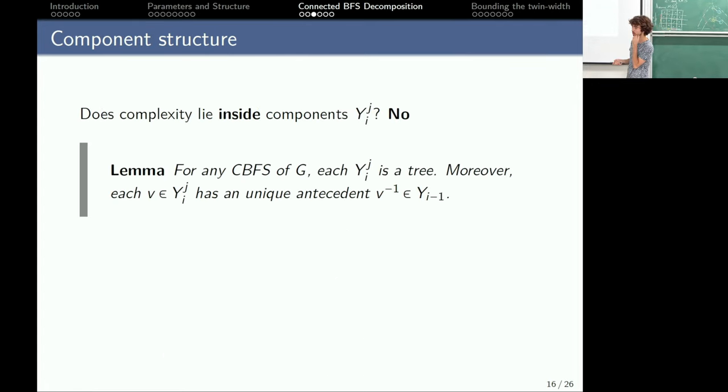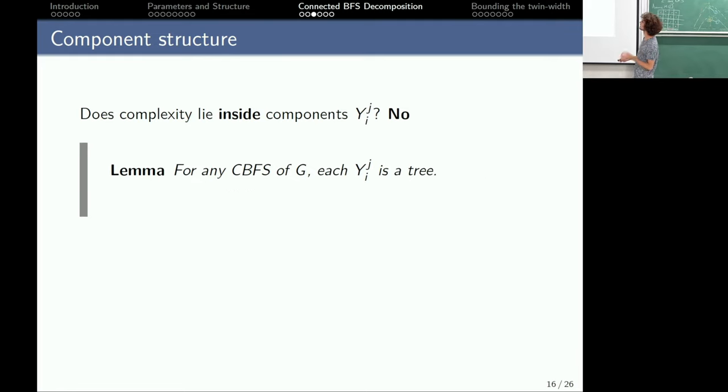And so what do you mean by complexity? For now I mean the complexity structurally, just intuitively, but then it will turn out to exclude grid minors, this kind of thing.